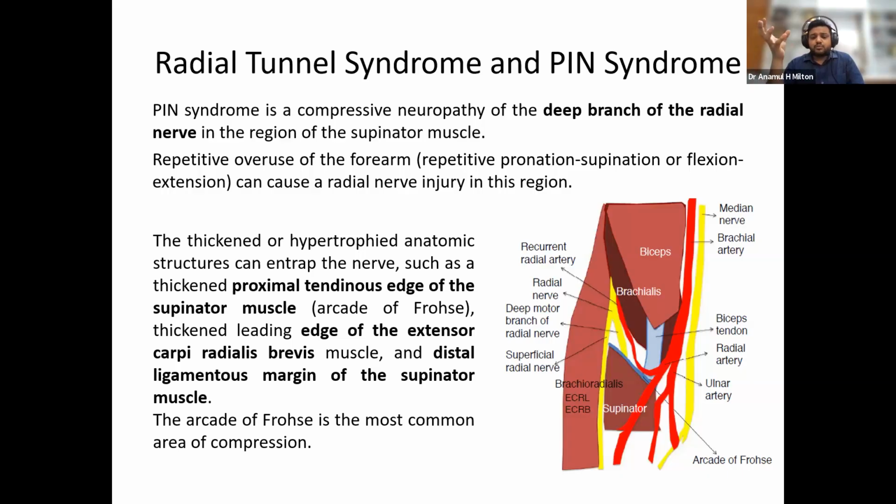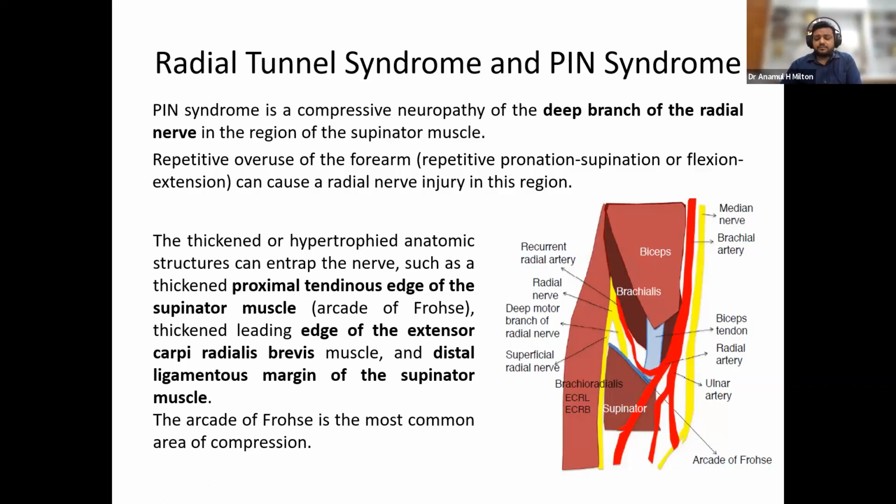So the most probable causes, in terms of the anatomy, you can see: the proximal tendinous edge of the supinator muscle, or we can call it the arcade of Frohse, the edge of the extensor carpi radialis brevis muscle, and the distal ligamentous margin of the supinator muscle. See, these three things, but the most common is the supinator muscle, usually the proximal part, called the arcade of Frohse.